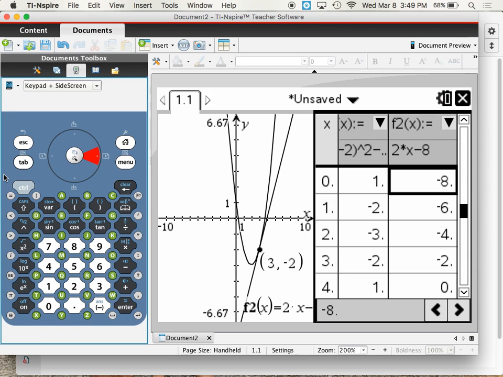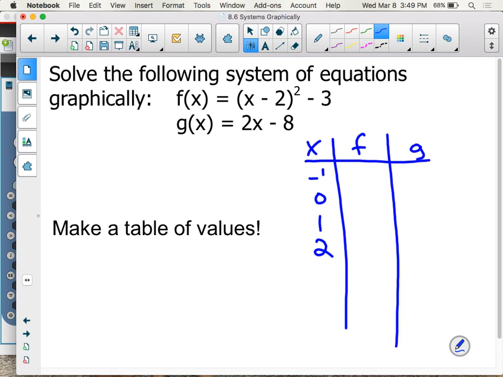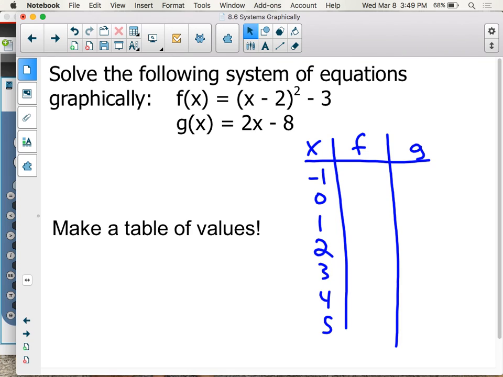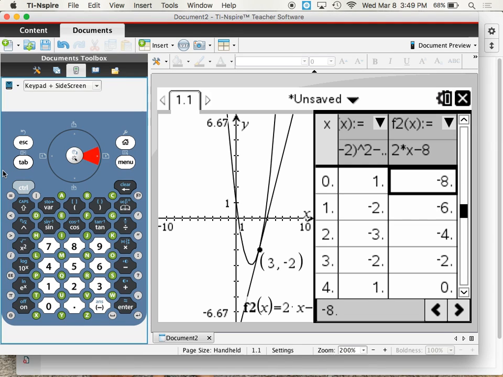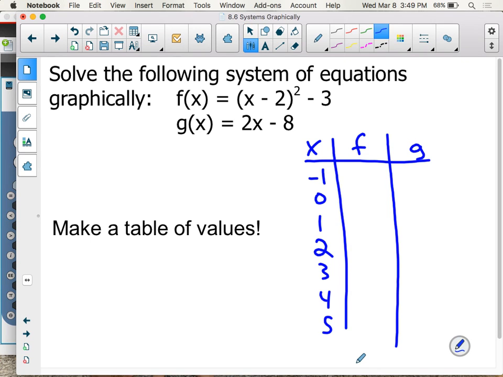Let's see, it looked like my vertex was at x equals 2. So I'm going to put x equals 2 in the middle. We'll go up a couple. We'll go down a couple. And let's see what some of those values were. It looks like we go to negative 3, then negative 2, then positive 1, then positive 6. So negative 3, negative 2, 1, and 6. And we'll do the same thing going the other way.